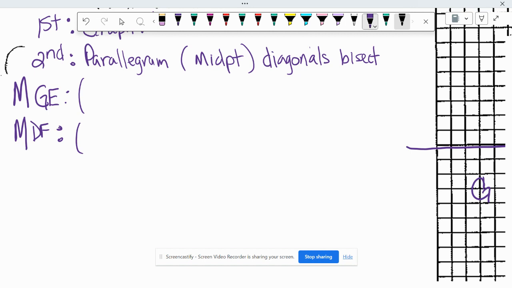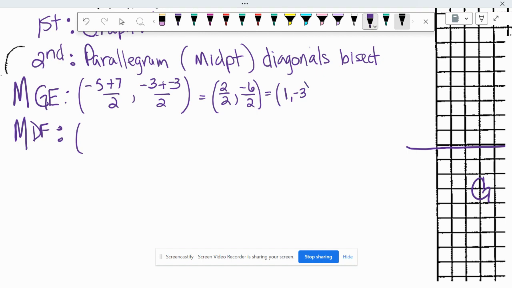So let's add the x coordinates of G and E. -5 plus 7 over 2. The y coordinates of G and E. -3 plus -3 over 2. So -5 plus 7 is 2. So that's 2 over 2. -3 plus -3 is -6, sorry. So -6 over 2. What does this reduce to? 2 over 2 and -6 over 2 reduce to what? 1, comma, -3. Do you see that?